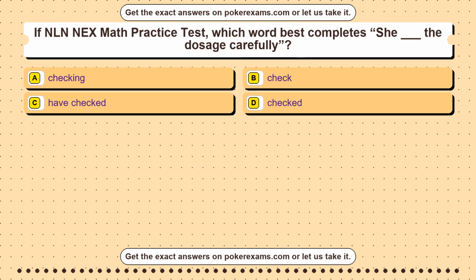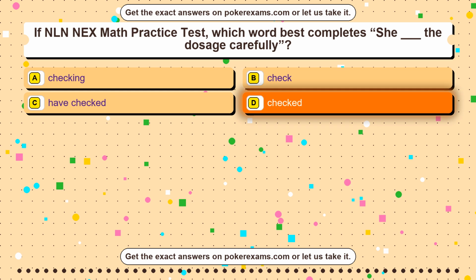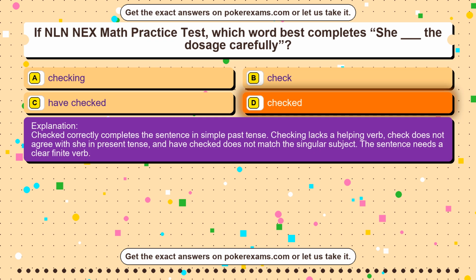Question 50. NLN NEX practice test: which word best completes the sentence, "She blank the dosage carefully"? Option A checking. Option B check. Option C have checked. Option D checked. The correct answer is option D, checked. Checked correctly completes the sentence in simple past tense. Checking lacks a helping verb, check does not agree with she in present tense, and have checked does not match the singular subject. The sentence needs a clear finite verb.